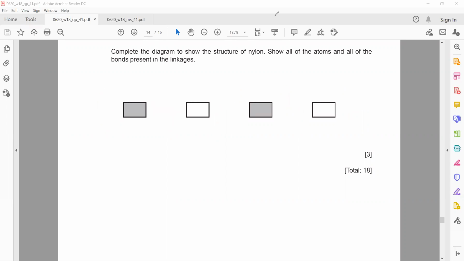Is it clear? This is the amide or peptide linkage. If the same question was there for amino acids, it means one side an amine group will be there and one side an acid. But for nylon, which is a synthetic polymer, it contains a diamine. Diamine means both sides amine groups for one molecule, and for the other molecule, both sides carboxylic groups, C double bonded with O, and they link with each other.